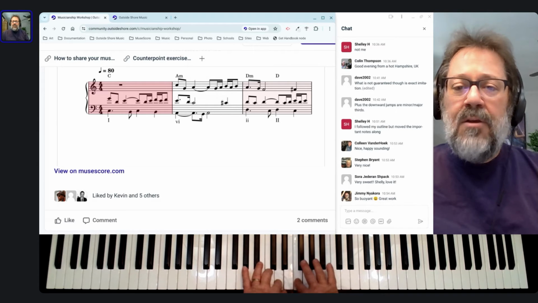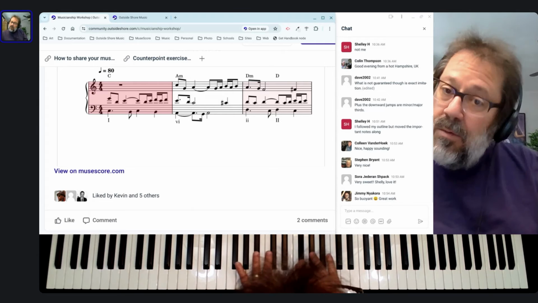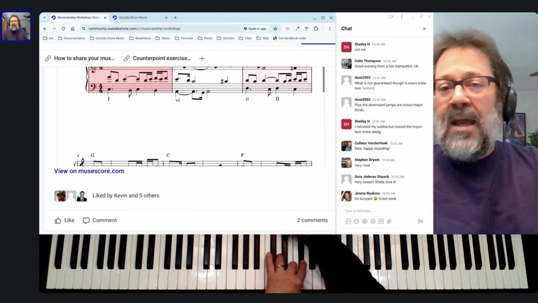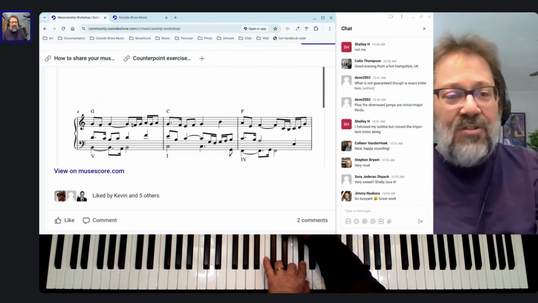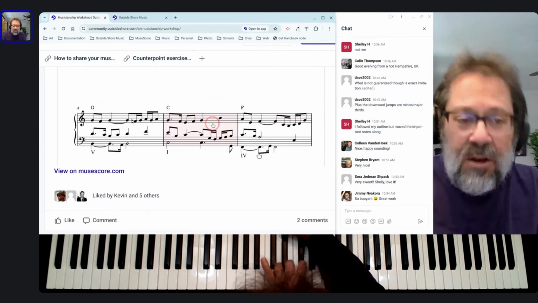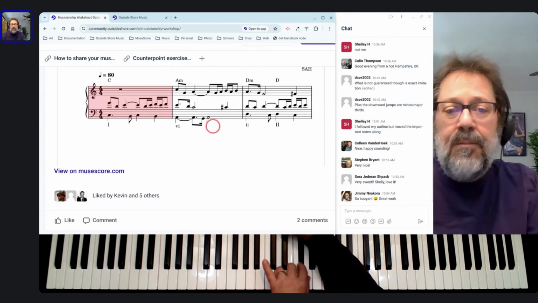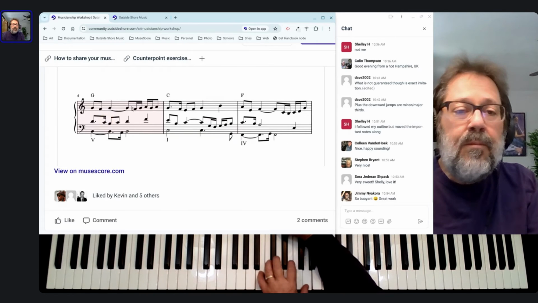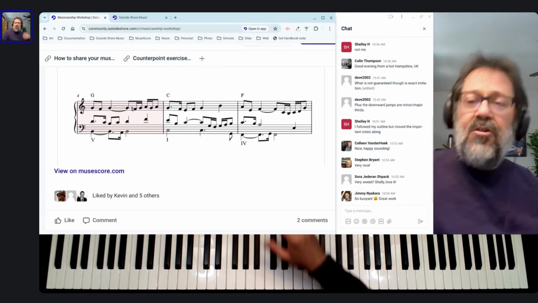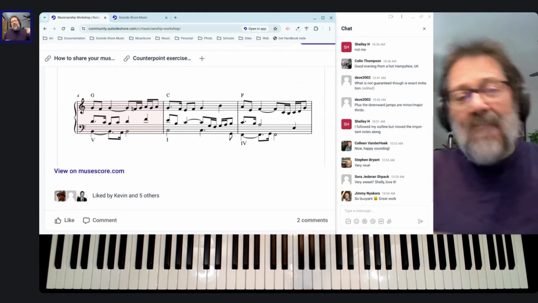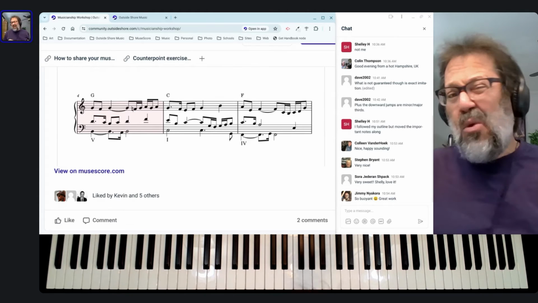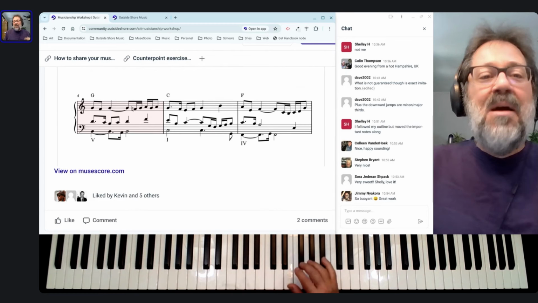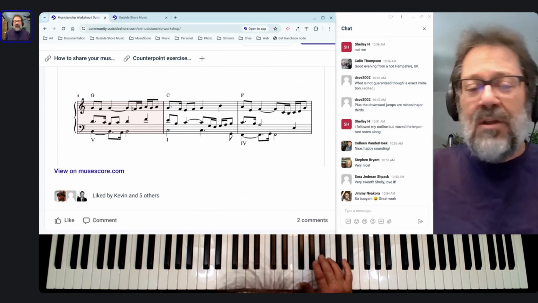And then she wrote a bit of a dissonance there, a second, which is fine, and hopefully it then resolves nicely, and it does. It resolves nicely in contrary motion by step. So you're only having to write one measure of counterpoint at a time. Maybe that's an important point that I could have made more clearly.